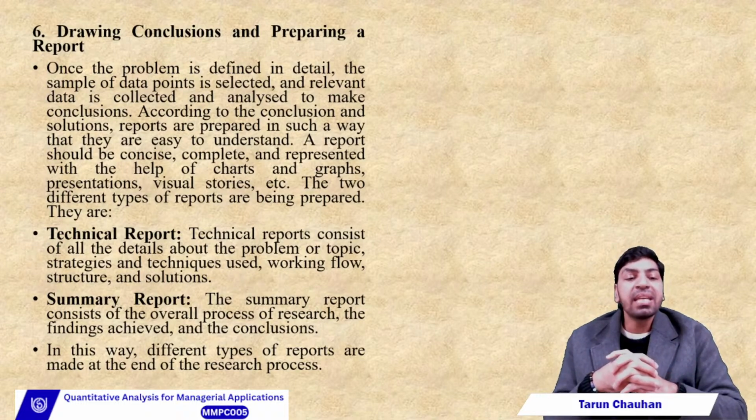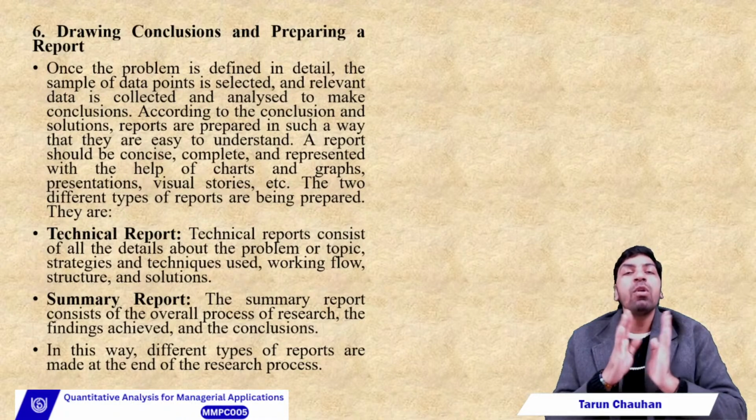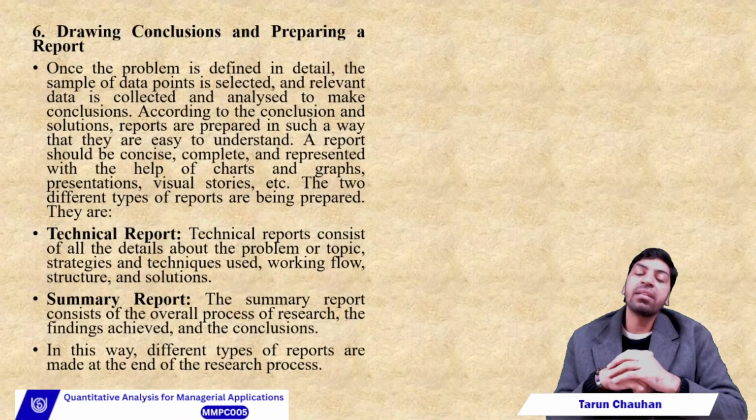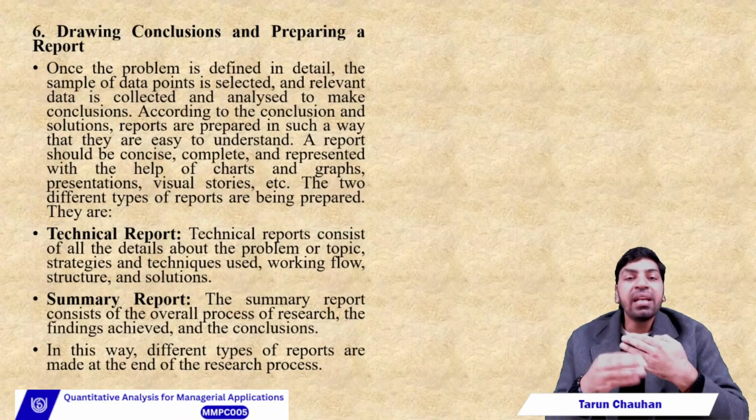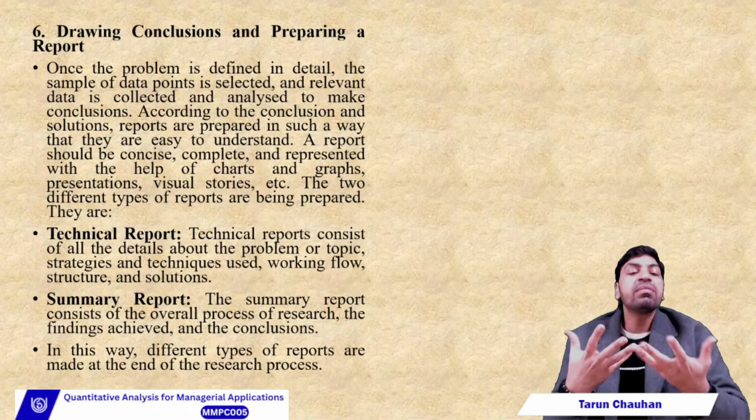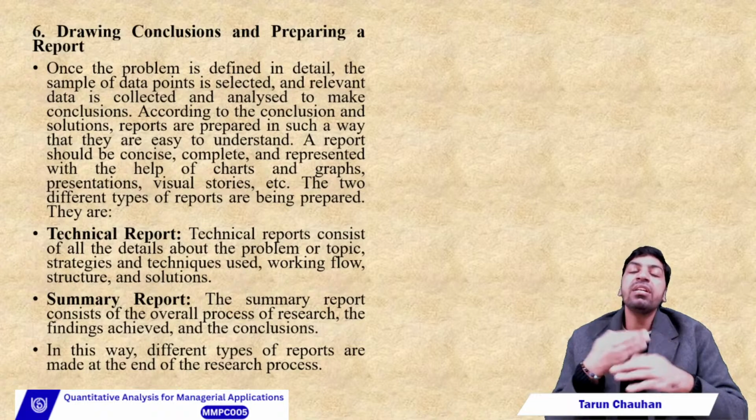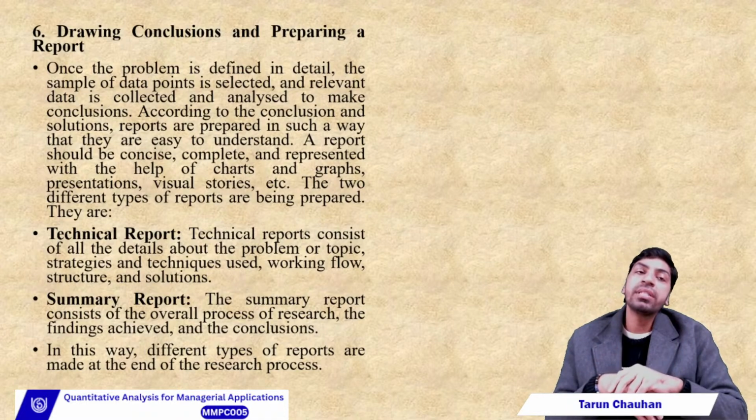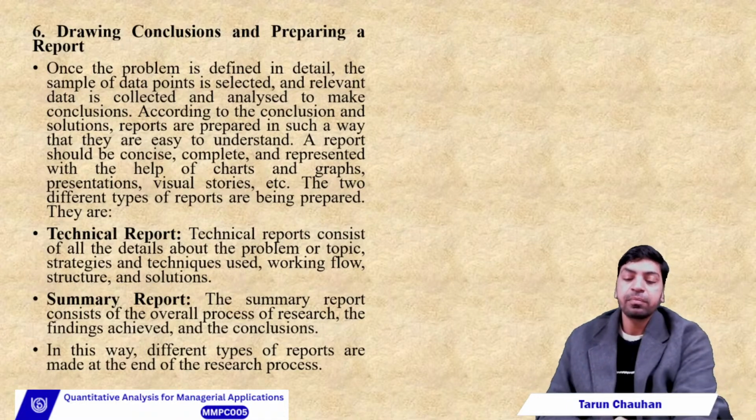Summary report means the summary consists of the overall process, the overall stages of the research, the findings that have been achieved, and the conclusion. So depending upon the type of the study and the type of the data, accordingly the researcher will choose the type of the report so that they will end the research process.